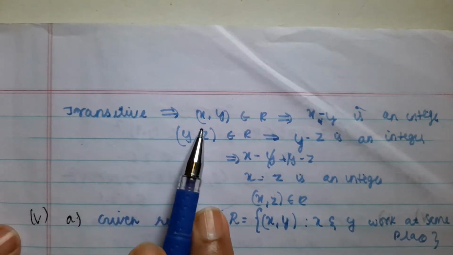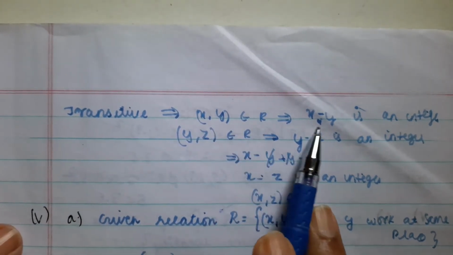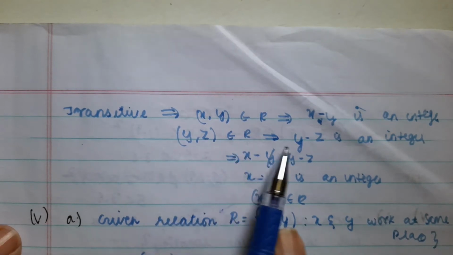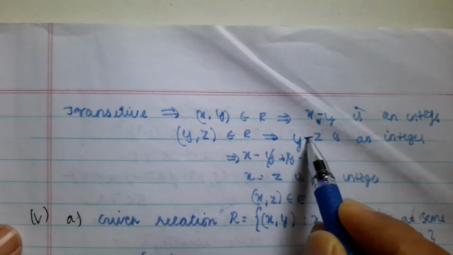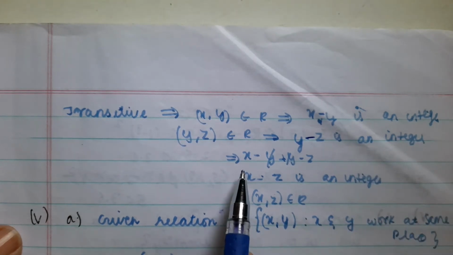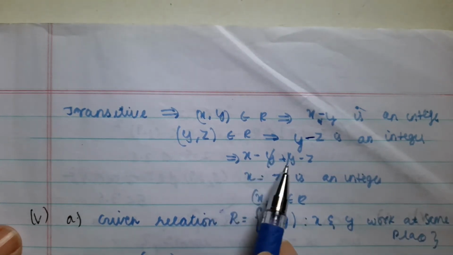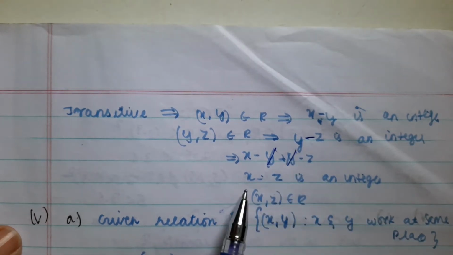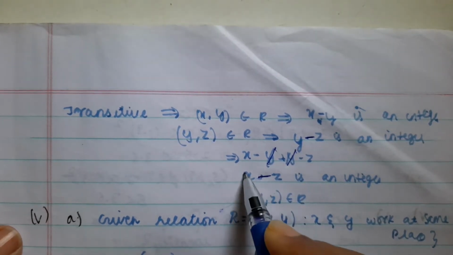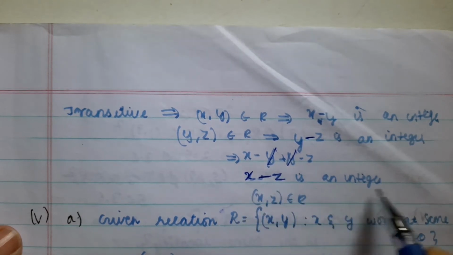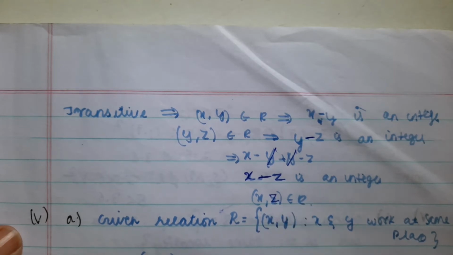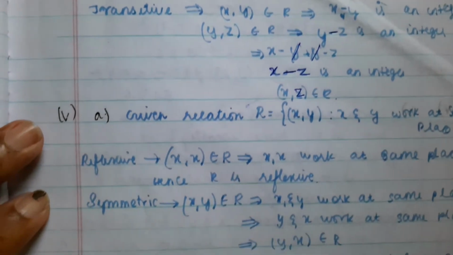Next, transitive. (x, y) belongs to R. x minus y is an integer. This is the condition. (y, z) belongs to R. So y minus z is an integer. Next, second condition. Therefore, x minus y plus y minus z. So plus y and minus y cancel. So x minus z is an integer. So (x, z) belongs to R. So transitive is also satisfied.